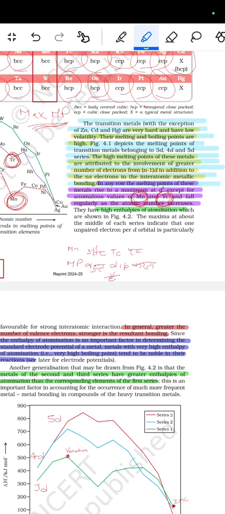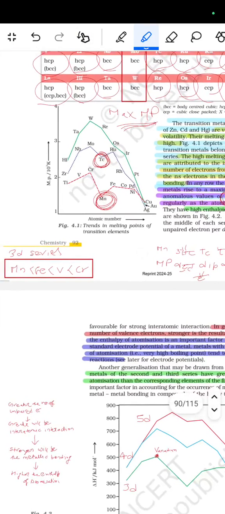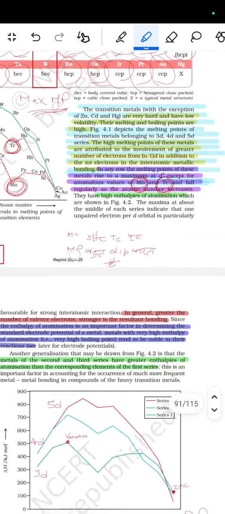In any row, the melting point of these metals rises to a maximum at d5, except for the anomalous values of Mn and Tc. Mn and Tc have lower melting points, technetium and manganese, despite being d5.